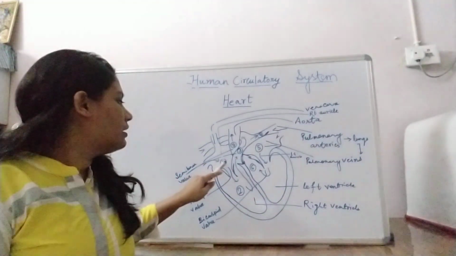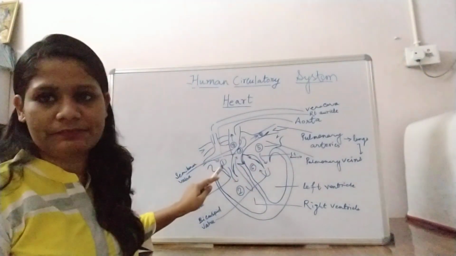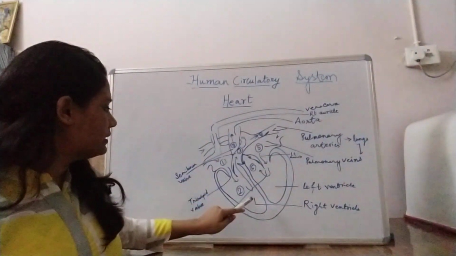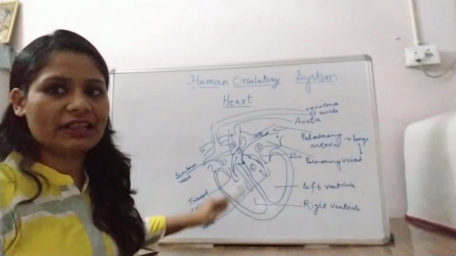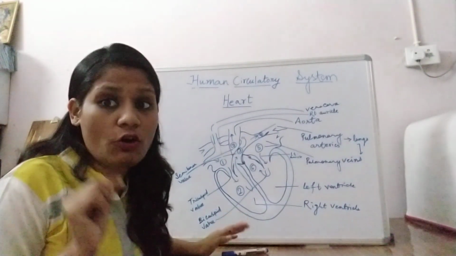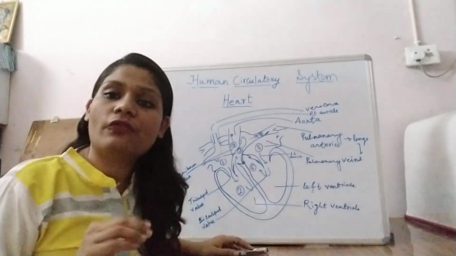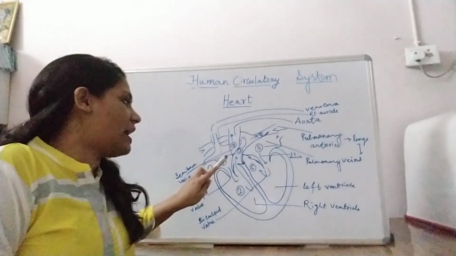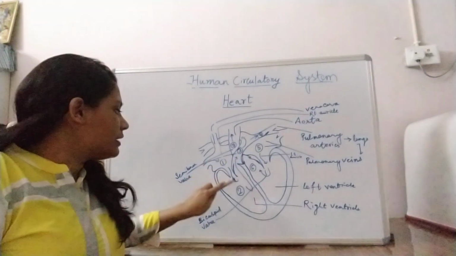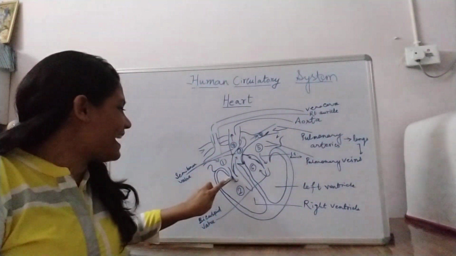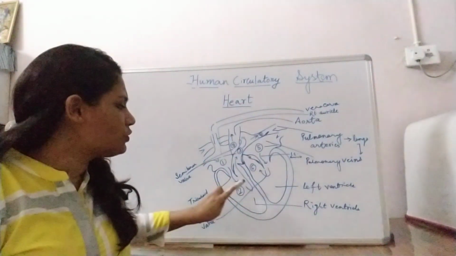See what happens. Now the deoxygenated blood comes into the vena cava. This is 1, the vena cava. Through the vena cava, it comes into the right auricle. When the right auricle gets filled, the right part of the heart receives deoxygenated blood. From here it moves into the right ventricle through the tricuspid valve. We have a tricuspid valve here.